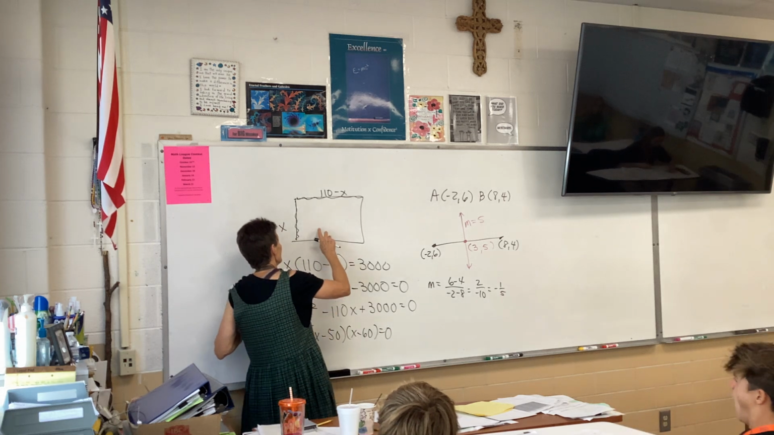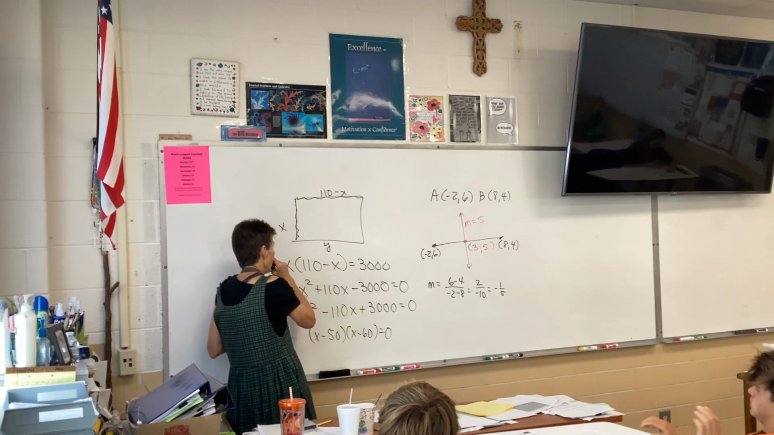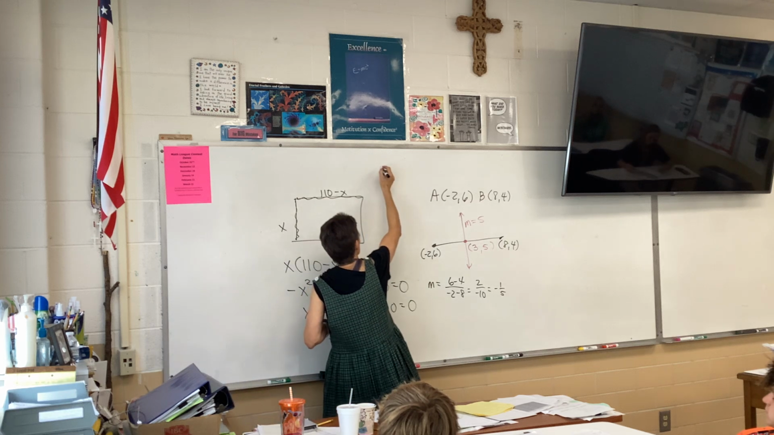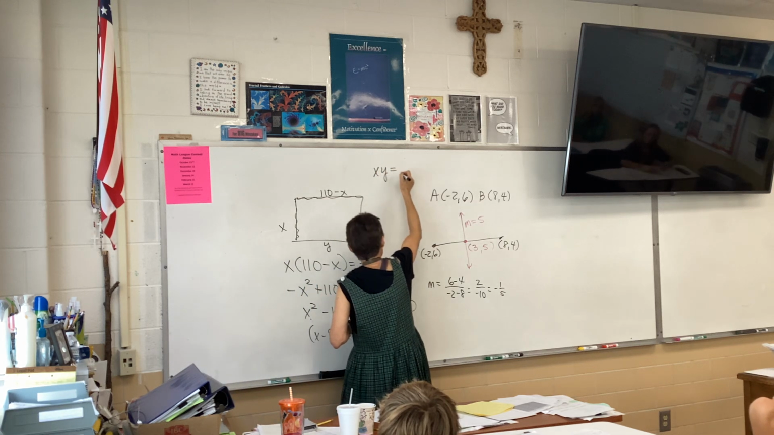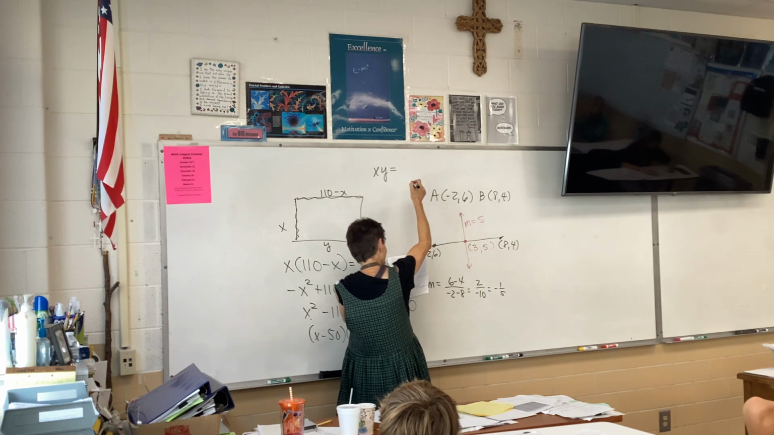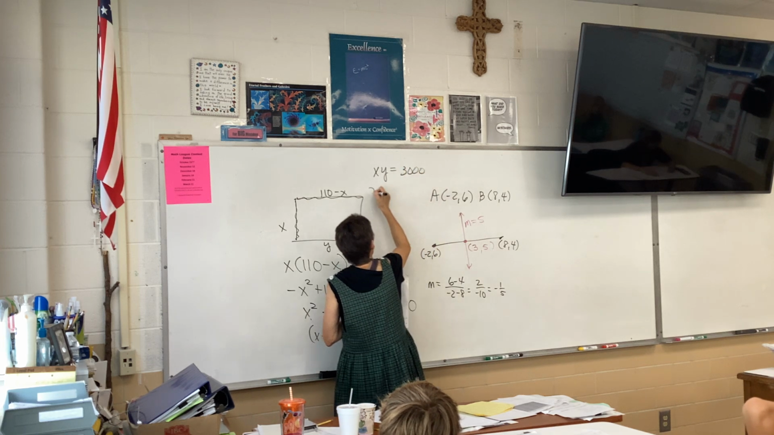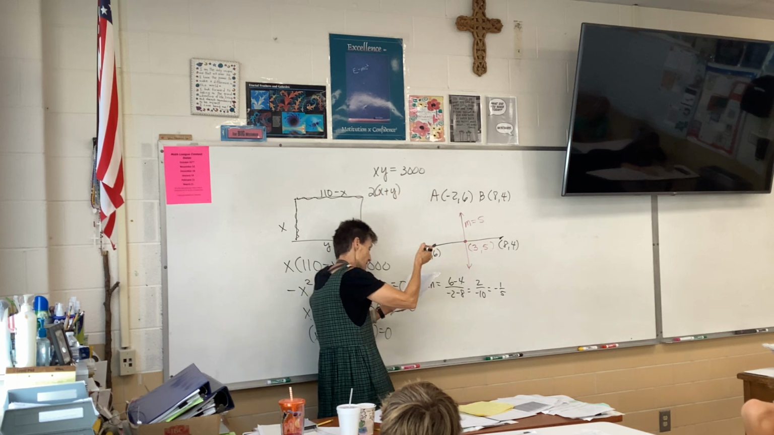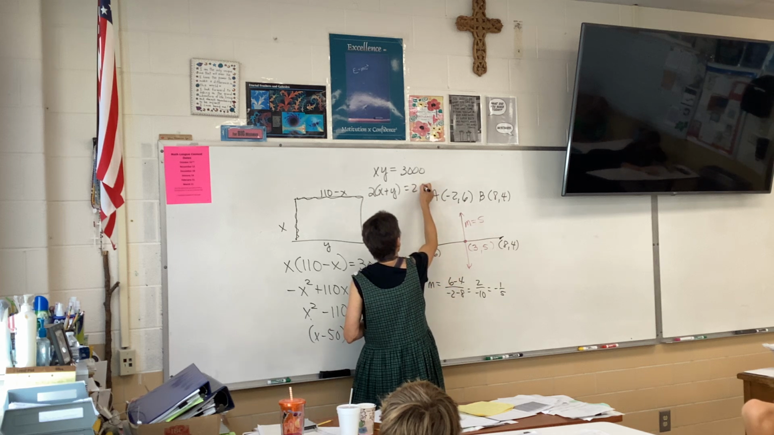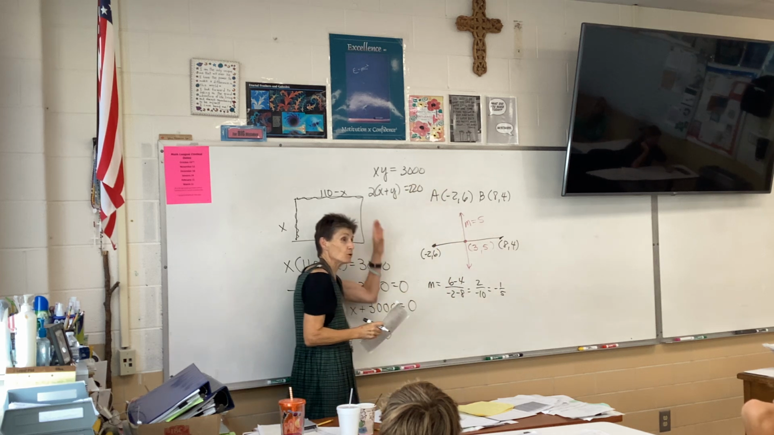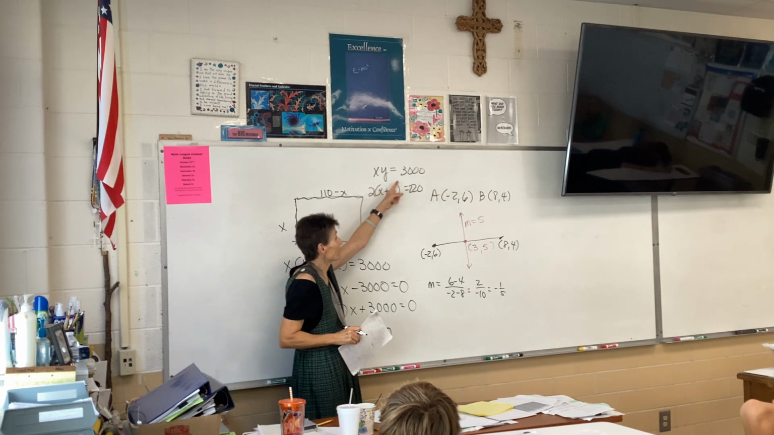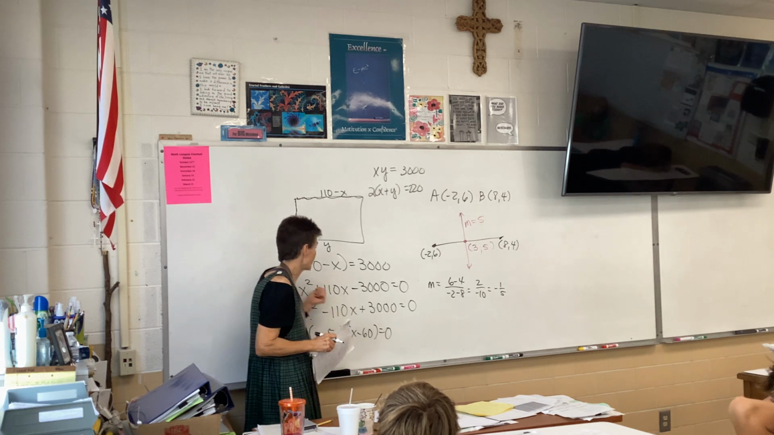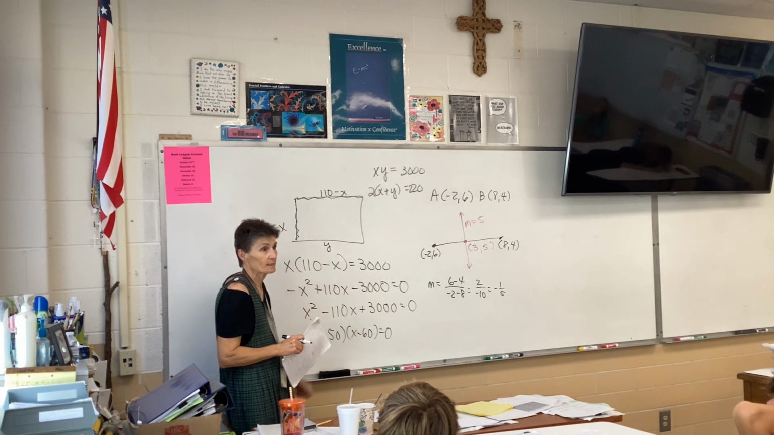Now, I didn't do it with the system. You could have, if you would have called one dimension x and one dimension y, then you could come up with two equations. xy equals, what was our area? 3,000. And 2x plus 2y equals 220. And you could do the problem that way too. This is your area, this is your perimeter, and you can do substitution or elimination, and you'll come up with an equation that looks just like this.